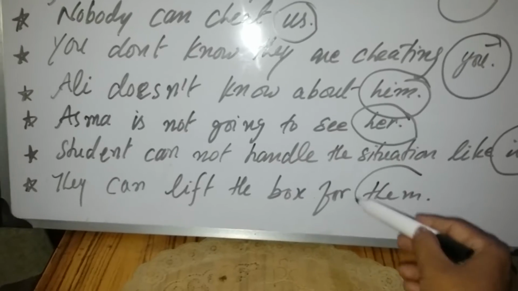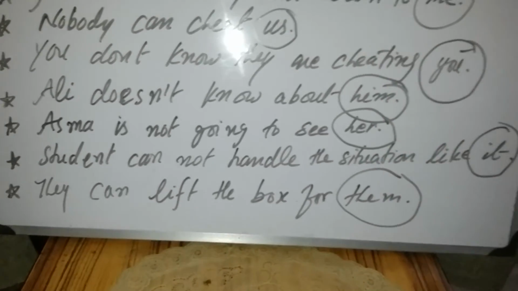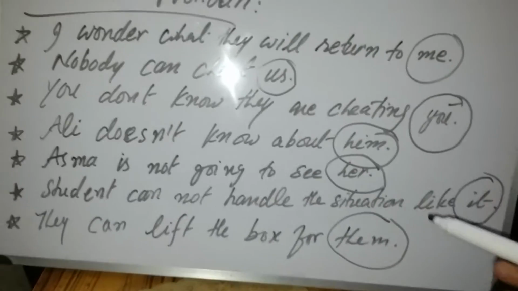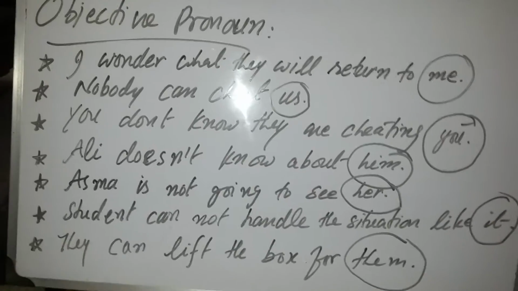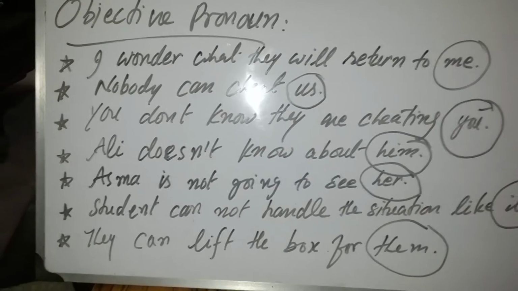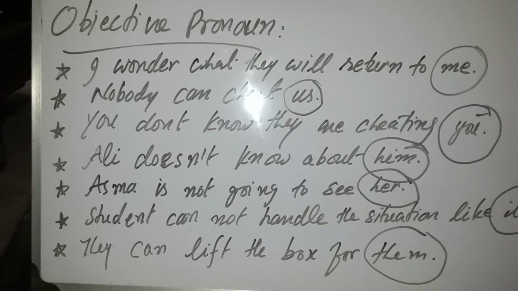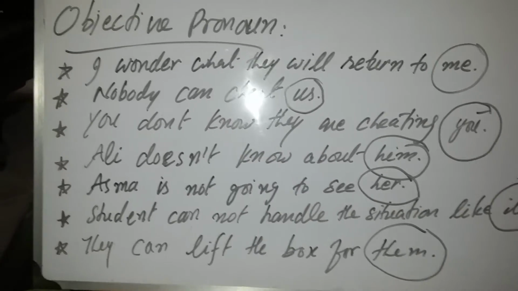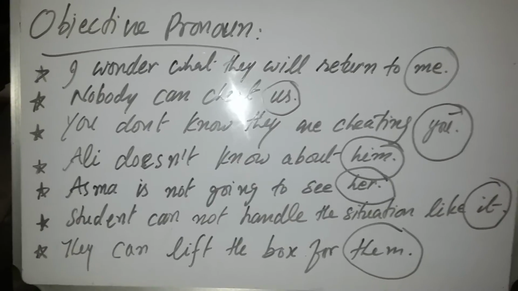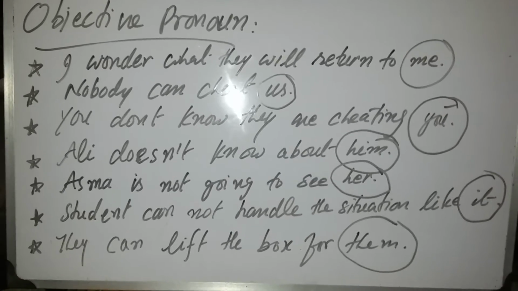Objective pronouns. Now all these circled pronouns are objective pronouns because they are used instead of an object. These are the examples of objective pronouns. Now proceed towards another kind of pronoun.